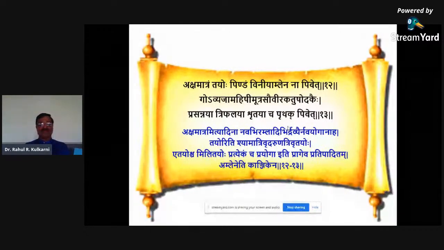So available amla dravyas: go avika aja mahisha mutra, or it has to be mixed with saviraka tushodakaihi prasannayaha triflaya shrutaya. Means this one karsha matra of the kalka or the churna of this trivrut or shama has to be mixed with saviraka, tushodaka, prasanna, or with trifla kwatha, and it has to be administered for virechana karma.